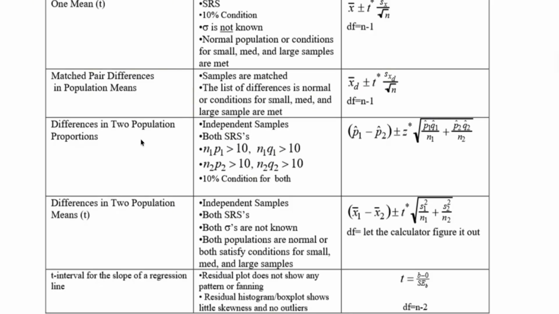Differences in two population proportions, checking independent samples, both SRS, checking np, nq for both samples greater than 10, 10% condition for both. We're using p hat 1 minus p hat 2 plus or minus z star times square root of this whole bunch of things.